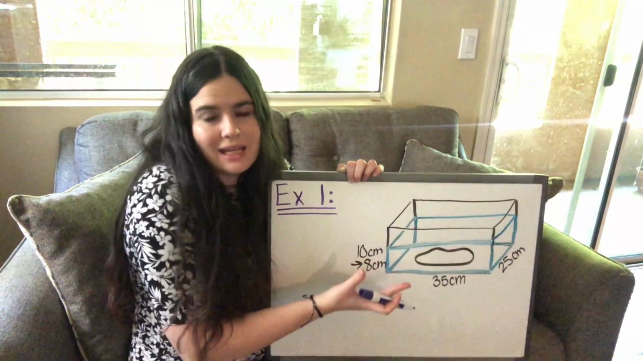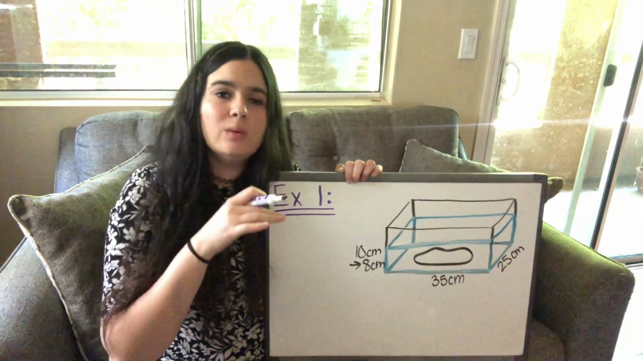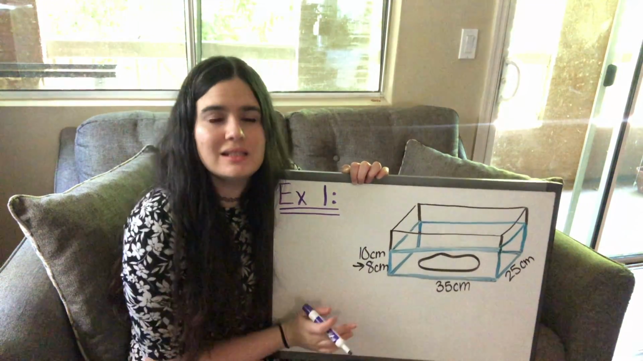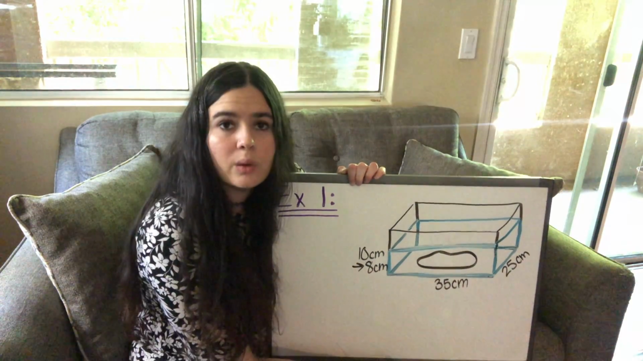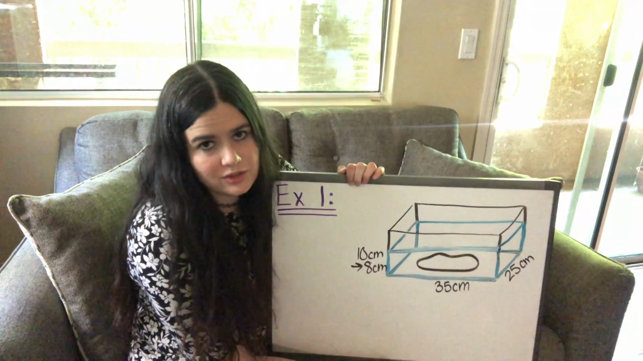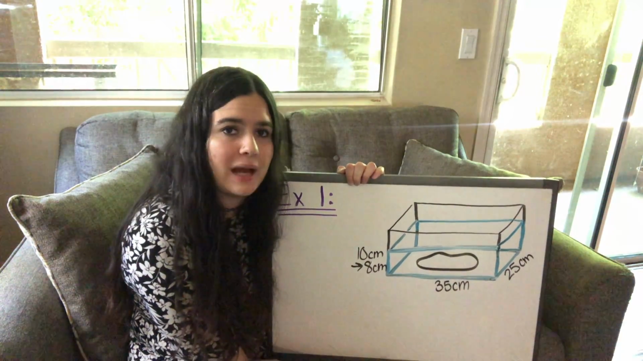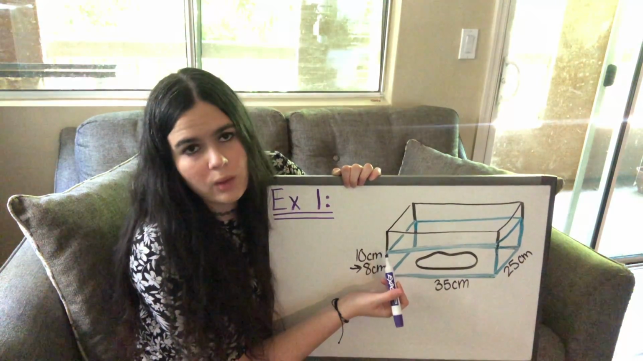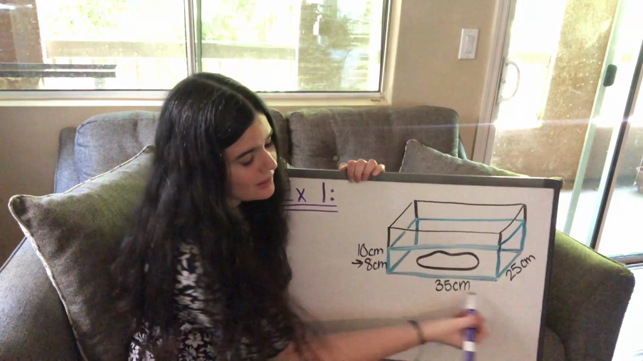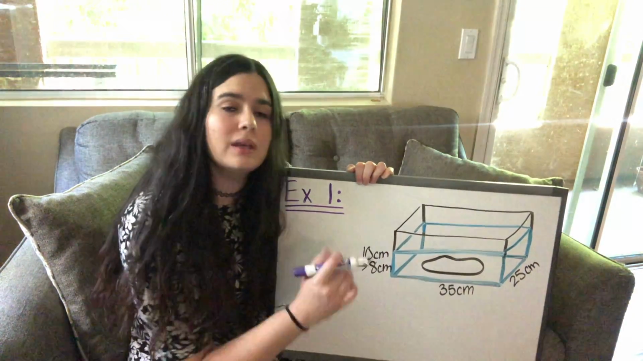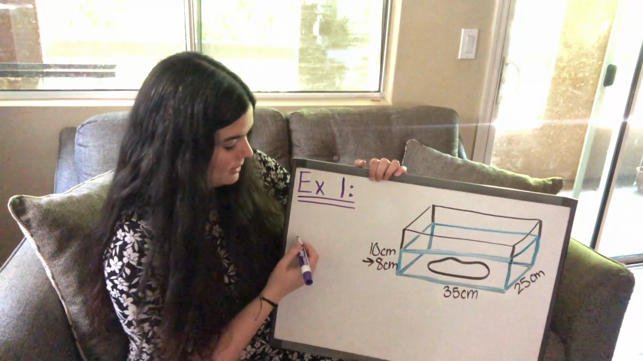When the stone is taken out of the tank, then the water level drops because it's not taking up that space inside of the tank anymore. We want to find the volume of the water that is displaced by the stone. We're going to find this by using the difference in how much that water level dropped. We know the length is 35 centimeters and the width is 25 centimeters. So we can go ahead and plug these numbers into our formula.